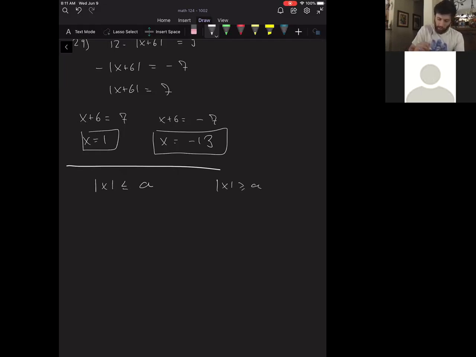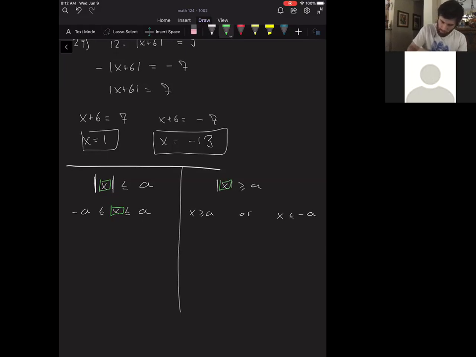So on this left-hand side, what this ends up translating to is this. Whatever is on the inside of the absolute value, you just place it right here, and we sandwich it in between a and minus a. And on this one over here, this is going to mean x is bigger than or equal to a, or x is less than or equal to minus a.